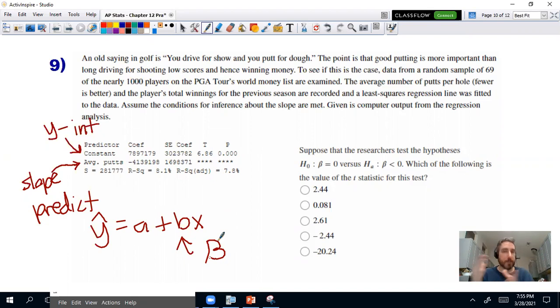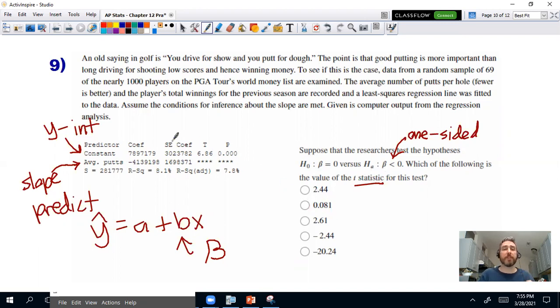Similar to how mu and x bar are related, or p and p hat are related, it's beta and lowercase b. So we have a hypothesis: the slope is 0. The null is there is no slope, basically no relationship, versus the slope is less than 0, which is a negative relationship. Which of the following is the test statistic? This less than means it's one-sided. If it were not equal, it'd be two-sided, but this is one-sided, so we don't have to double anything.